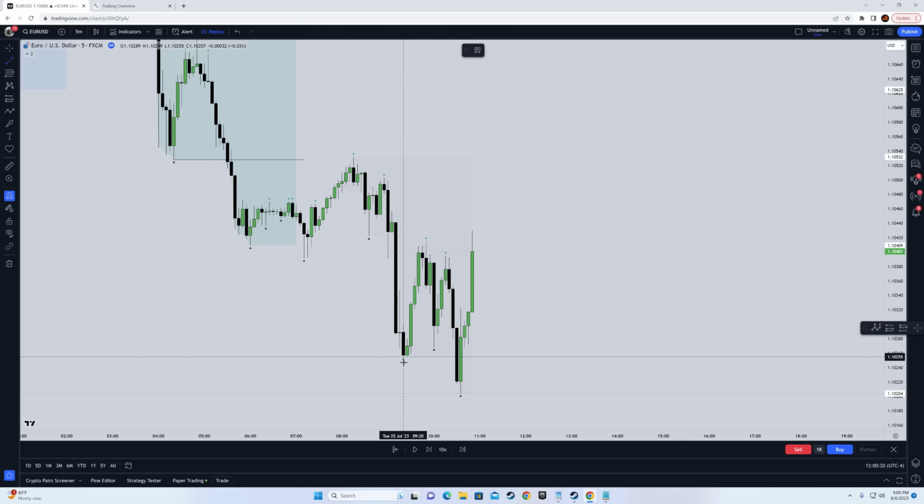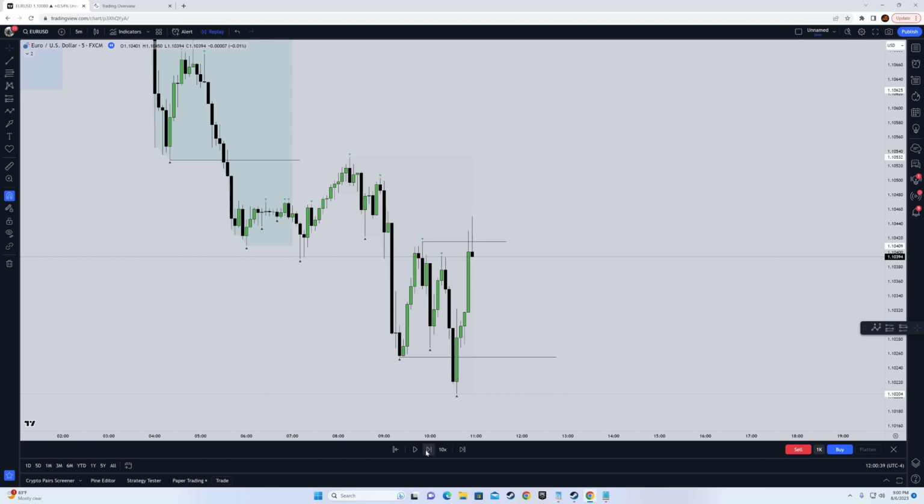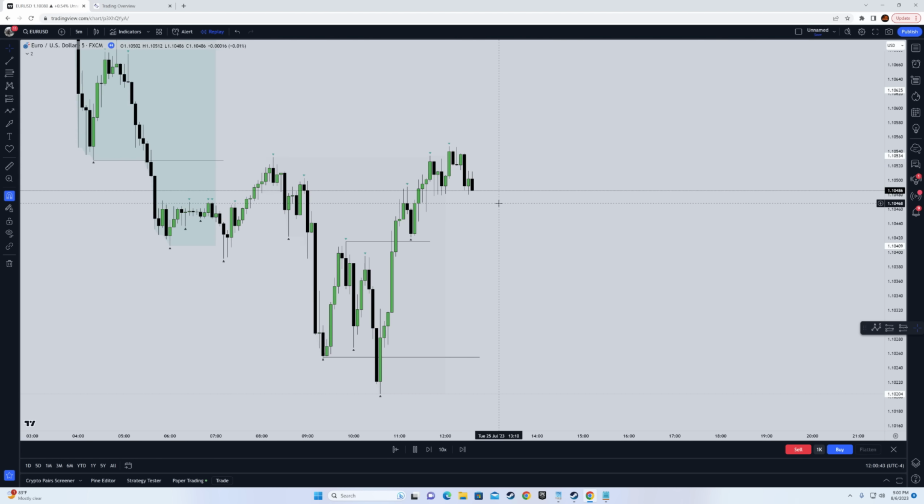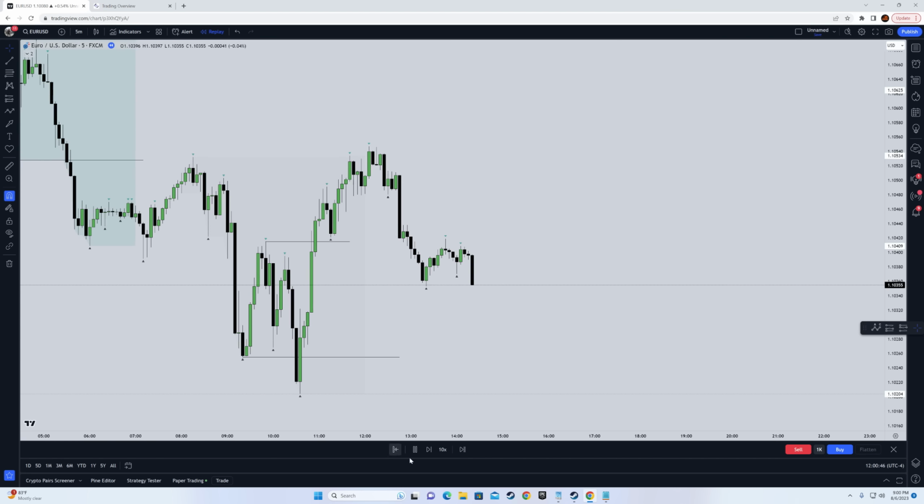Over here we had the ABC, but we didn't get our entry. And once the high or low of the B leg is taken out, our entry becomes invalid. We cannot take the trade because we have taken out the main target, which was A, B. This is the high of the B that is taken out. So now that is an invalid setup. And there was no trade at all.